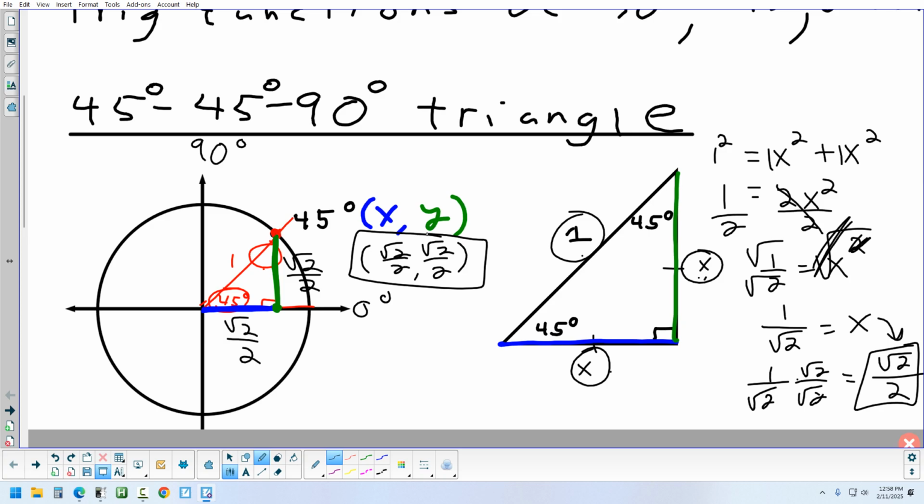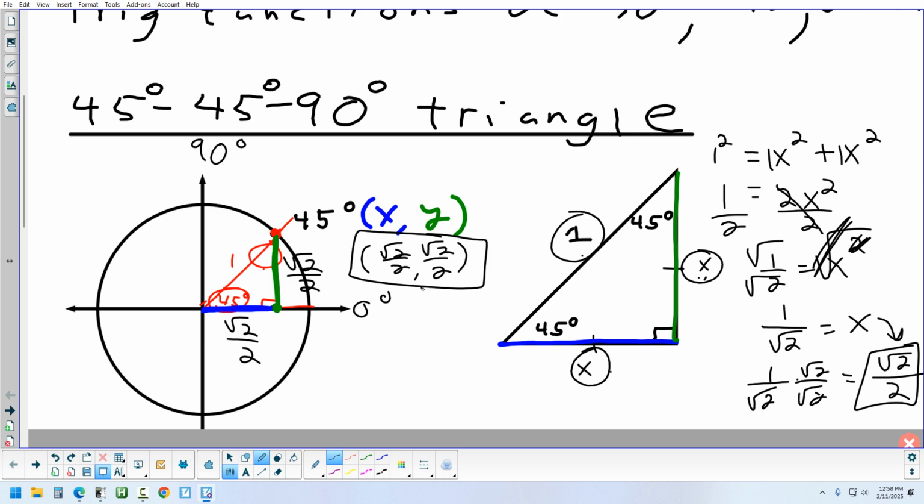So that is always the coordinate for 45 degrees, and we don't want to have to go through and figure it out again. So we want to remember now, anytime you have a 45-degree angle, the coordinate is root 2 over 2, root 2 over 2. That's the coordinate. Never changes. Any question on how we got that coordinate?